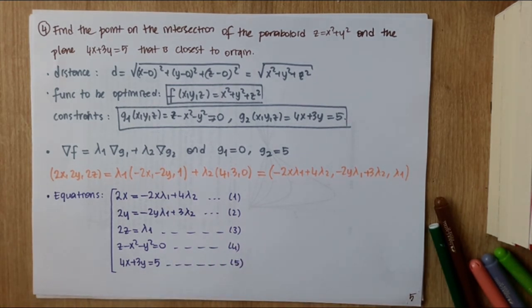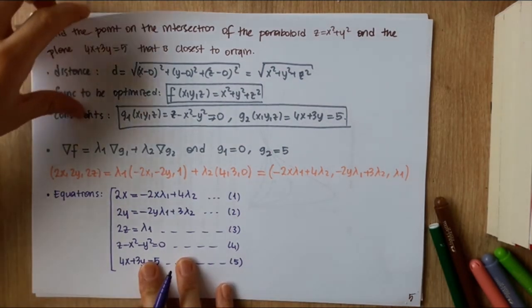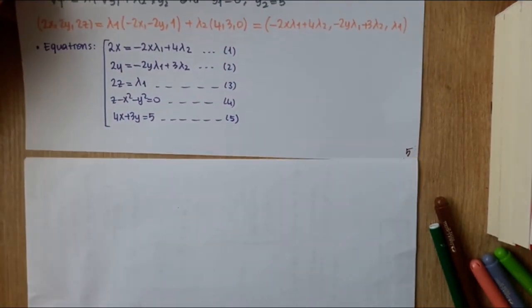So I will start with using the first 2 equations. Because there is lambda 2 in the first and second equation, I will leave lambda 2 alone and equate them to each other, and then I will try to solve the obtained equation for lambda 1, x and y. So let's start with this.